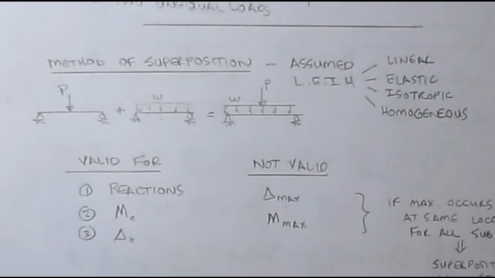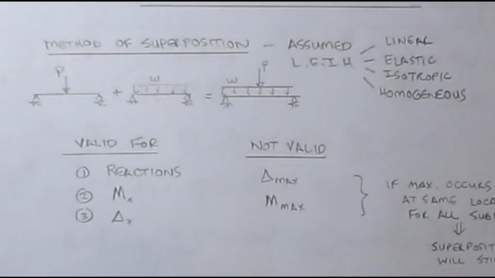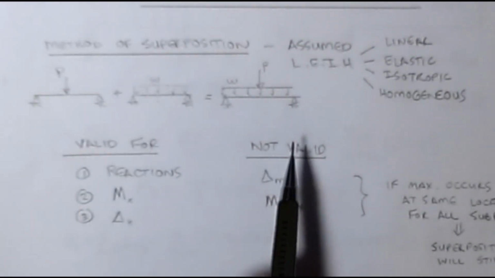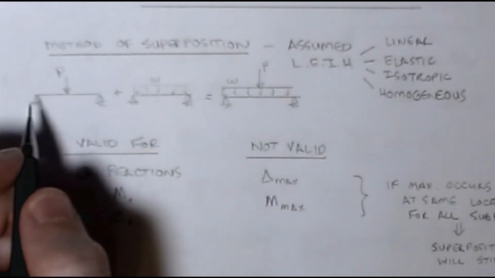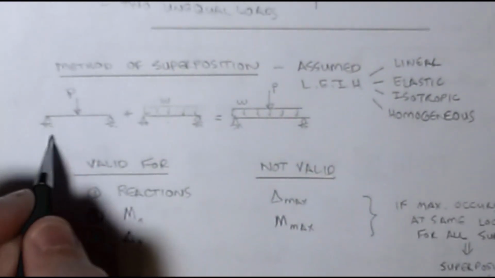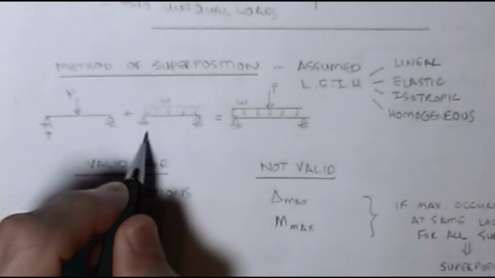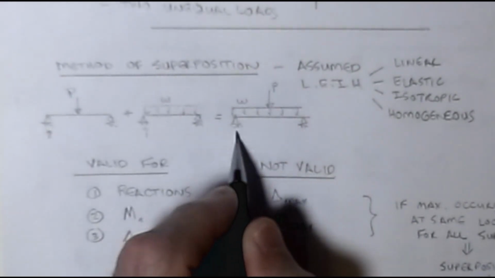Now, one thing we've got to be careful with is the method of superposition and these AISC tables. With this methodology, all I have to do is come in and find the reactions associated with this one, and so this plus this would be this value.